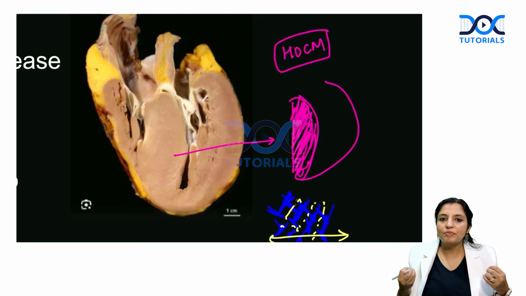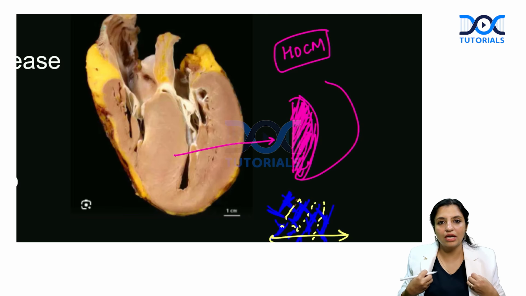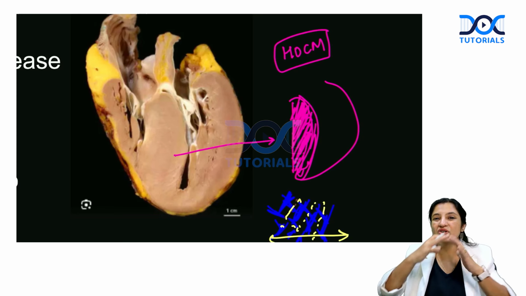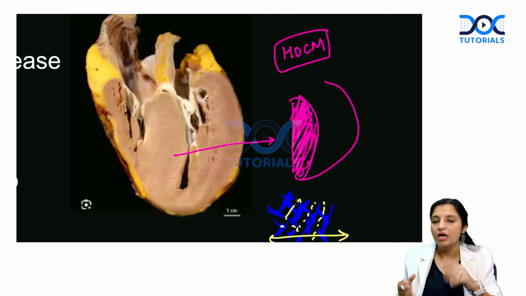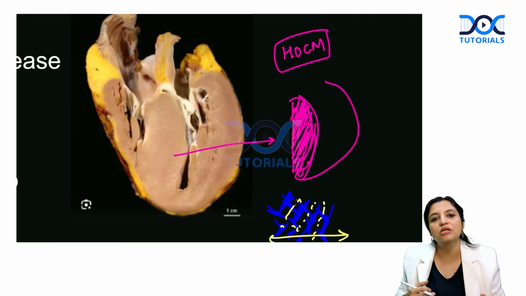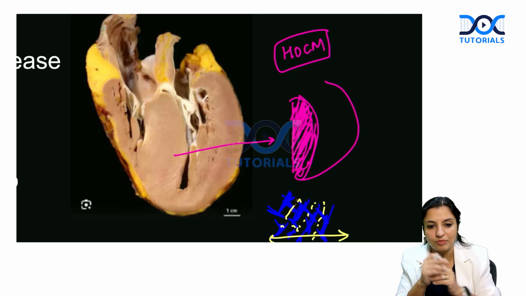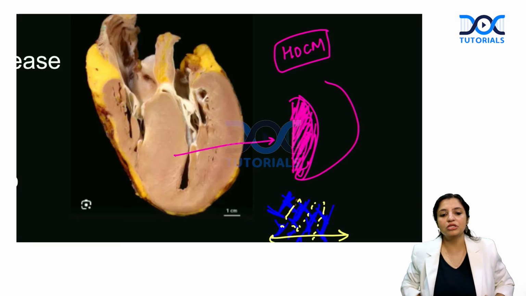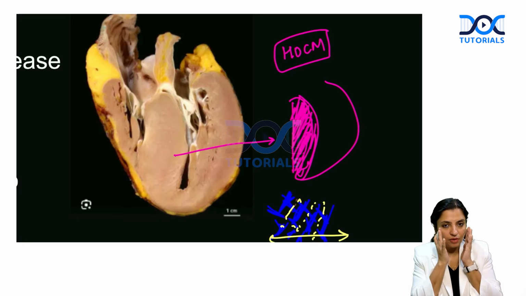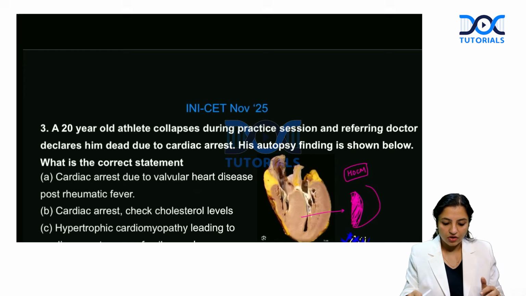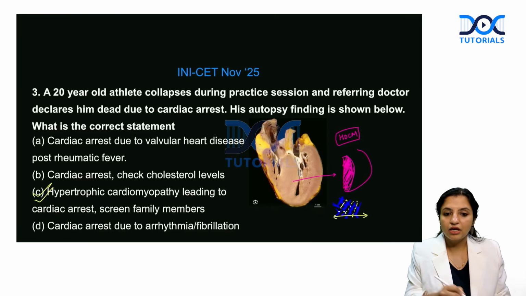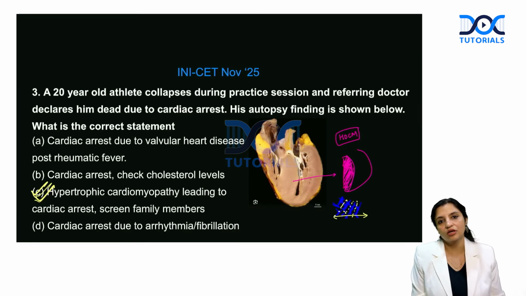Because of this, the heart cannot relax when the blood is coming in. It is anyhow thickened, so it cannot relax. Plus, because there is abnormal hypertrophy at the septa, it causes obstruction. So that is what is typical HOCM, which you should remember, and that is the typical gross picture given: a banana-shaped heart. This is hypertrophic cardiomyopathy, and that is the cause of death here.